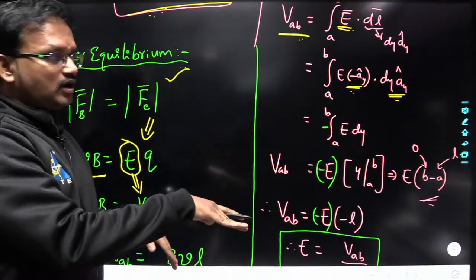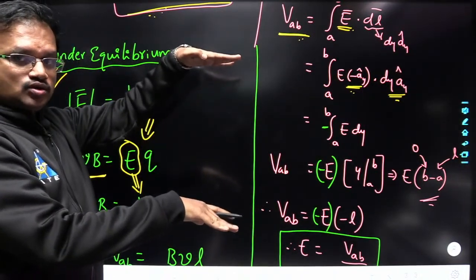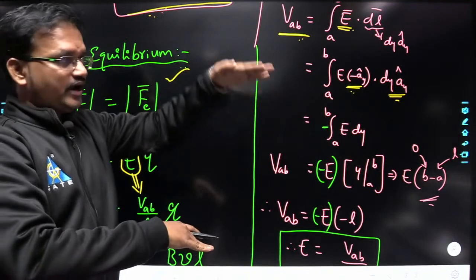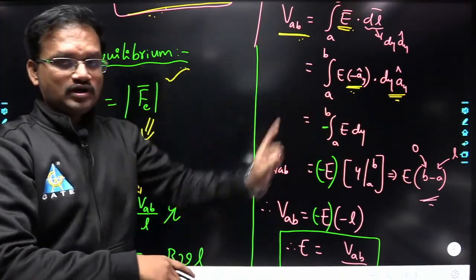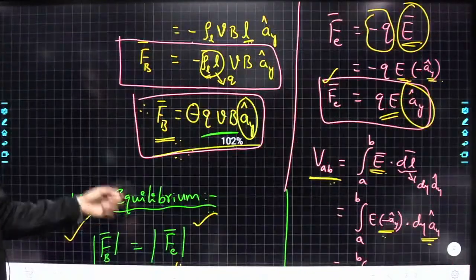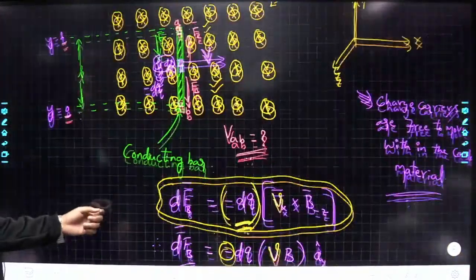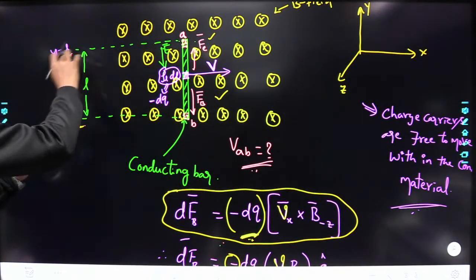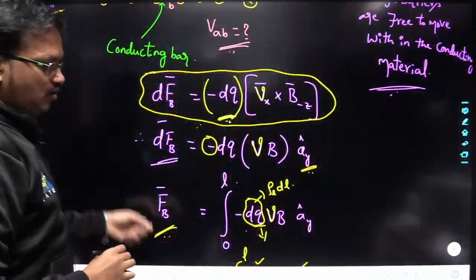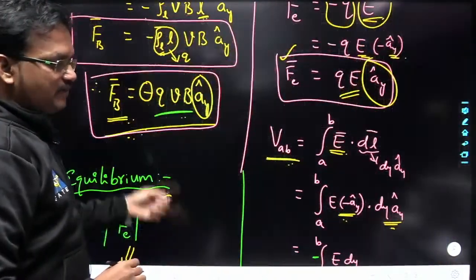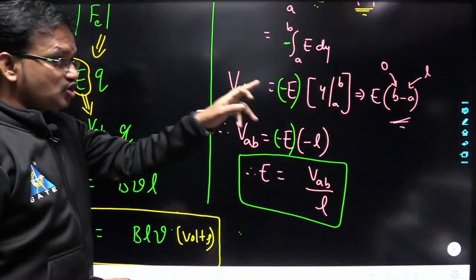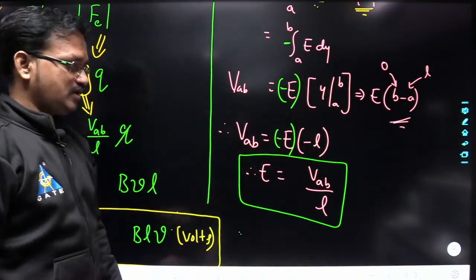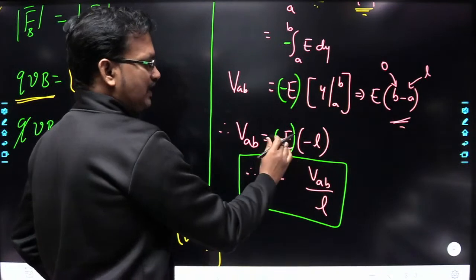So B is at the bottom, A is at the top. Understood? You are measuring the length from bottom to top. At the bottom, B is 0, and at the top, A is at length L. That's what I have told here. At B, the Y value is 0. At A, the Y value is L. If you substitute the range, B minus A is nothing but 0 minus L, that is minus L. So minus L multiplied by minus E is going to give you VAB equal to E into L.